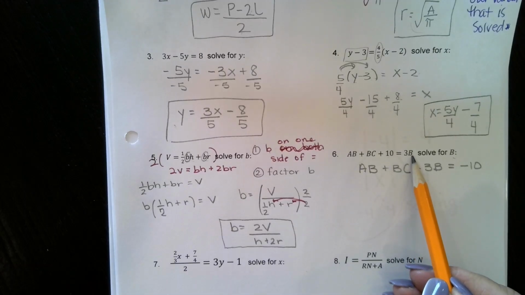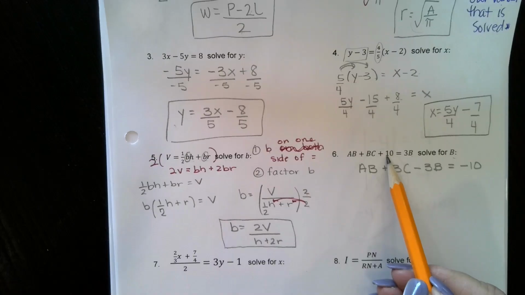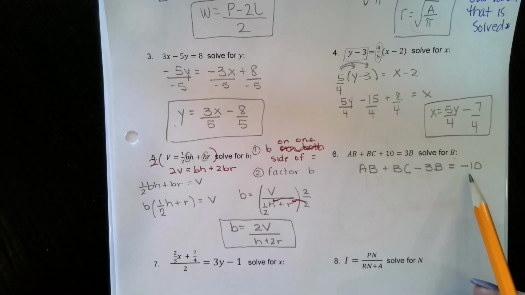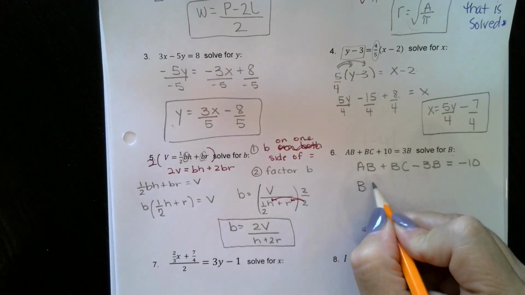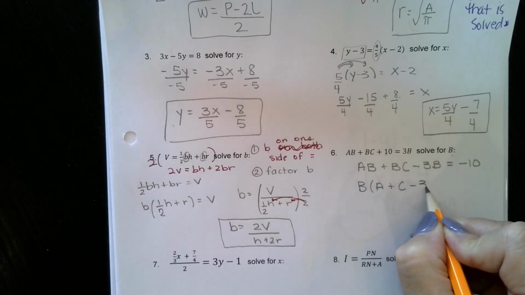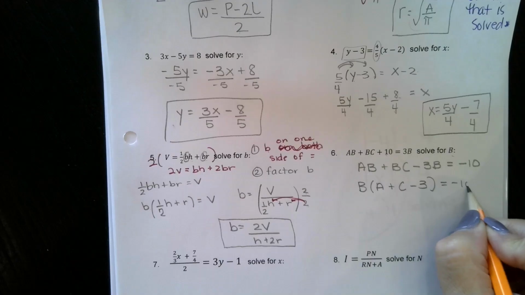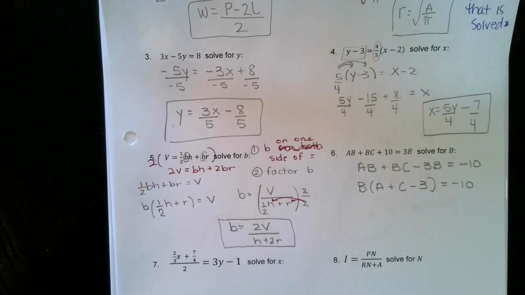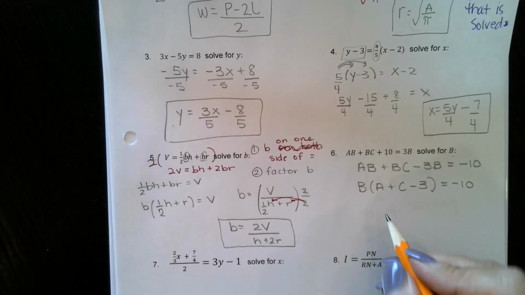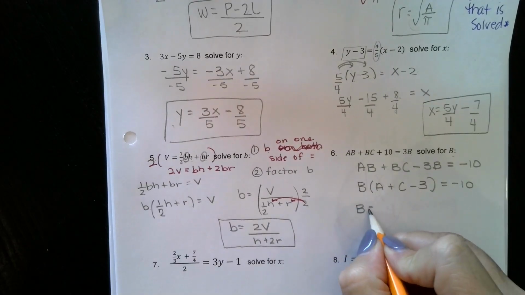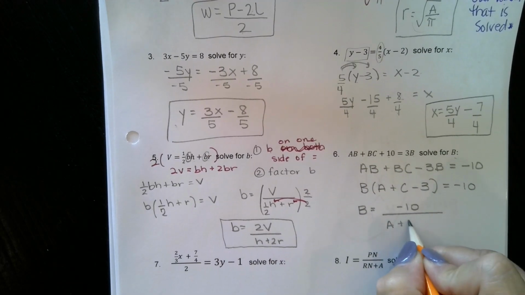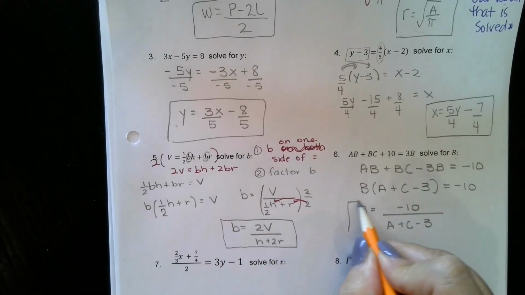I don't have any b's on it. And I move this 3b over here, to now have all my b's on one side of the equal sign. I'm going to factor out a b, and I would have a plus c minus 3. And now that I have factors, and I'm multiplying, I can just divide. So b equals negative 10 over a plus c minus 3.